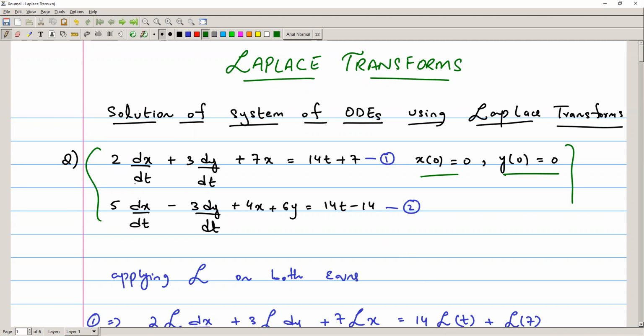And then the differential equations are 2 dx over dt plus 3 dy over dt plus 7x is equal to 14t plus 7, and 5 dx over dt minus 3 dy over dt plus 4x plus 6y is equal to 14t minus 14. So we name these equations as equation 1 and equation 2, right?